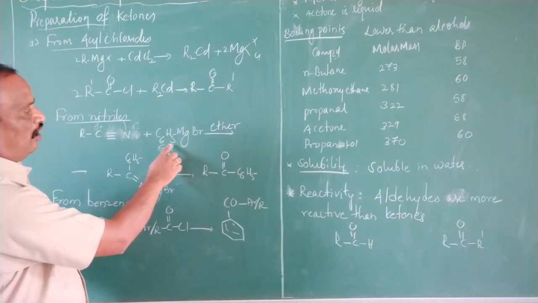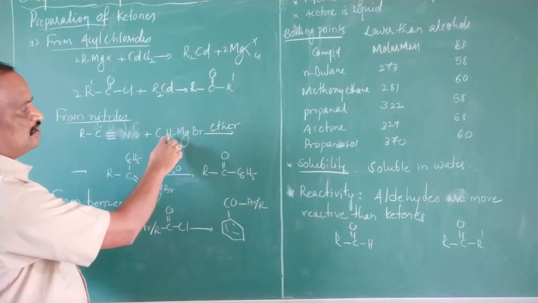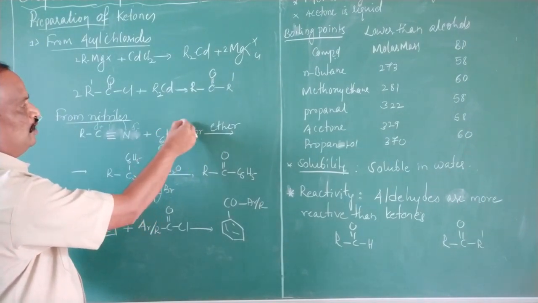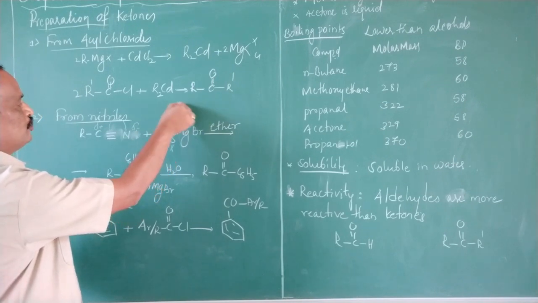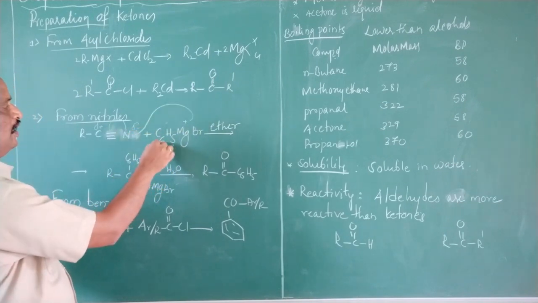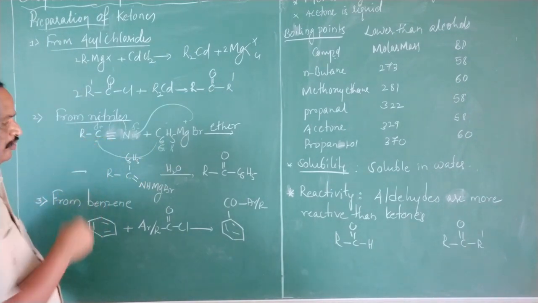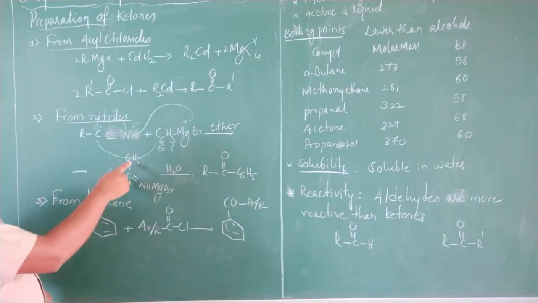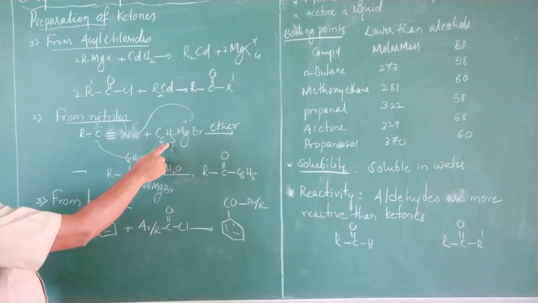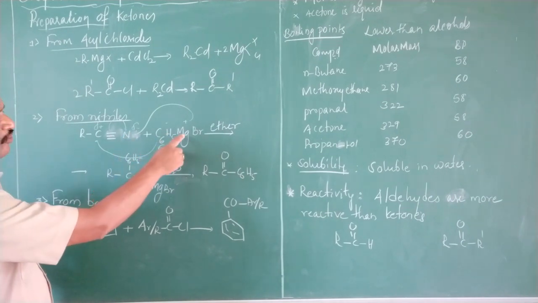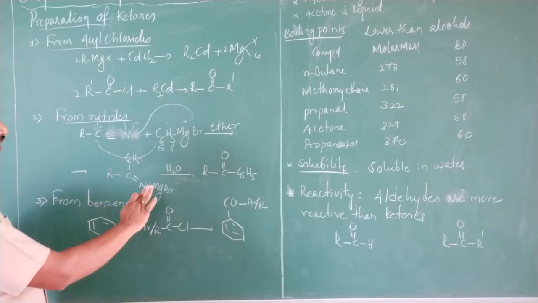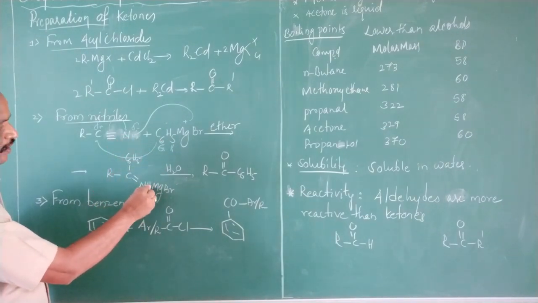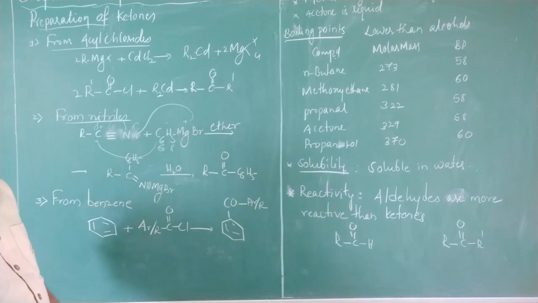In the RMgX part, C6H5MgBr is taken. So this part is slightly negative and this part is positive. The positive part is going to add to the nitrogen and the negative part is going to add to the carbon, so that C6H5 adds to the carbon and MgBr adds to the nitrogen, so that the intermediate is formed like this.